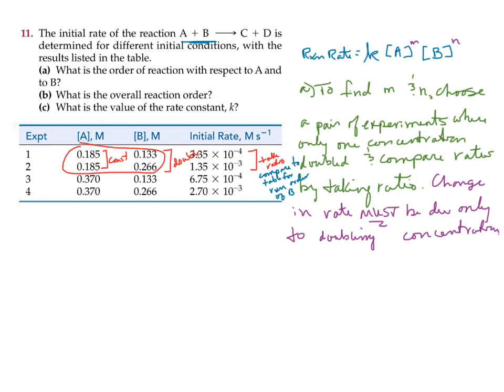Okay, so in green there I say find a pair. In this case, if you look at experiments 1 and 2, A is held constant, but B is doubled. And if you're like me, you have to concentrate. Is it really doubled? Say 0.133 to 0.266. Yes, it is doubled. Well, if that's the case, then I should be able to take a ratio of the rates. So I'm going to take 1.35 times 10 to the negative 3rd divided by 3.35 times 10 to the negative 4th, and I'm going to look to see, is it a doubling?